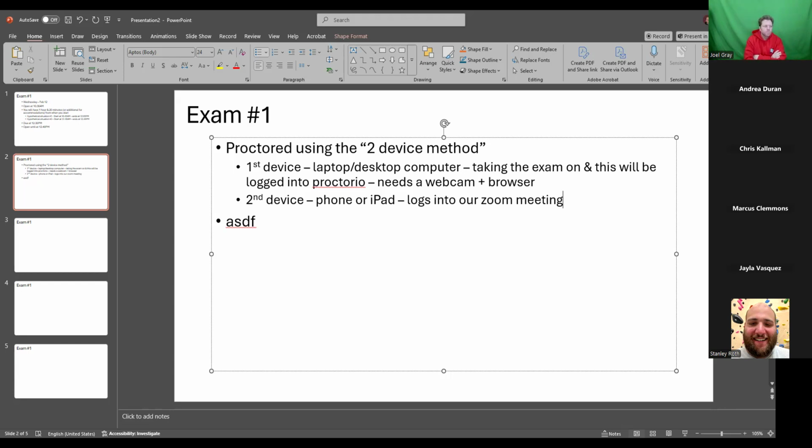So those are the two things that you need. Now, I've had people say, well, I don't have a second device. Contact me and we'll sort something out. We'll figure it out. Can I get a thumbs up or a sounds good from what this consists of? Okay, cool.